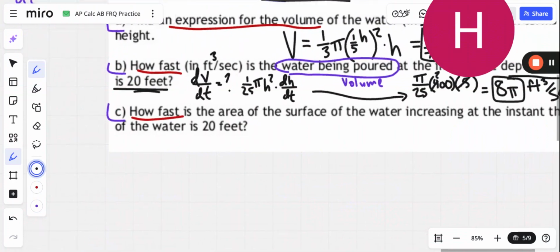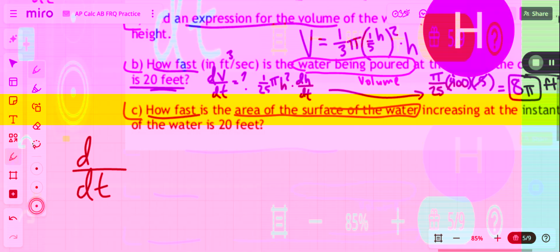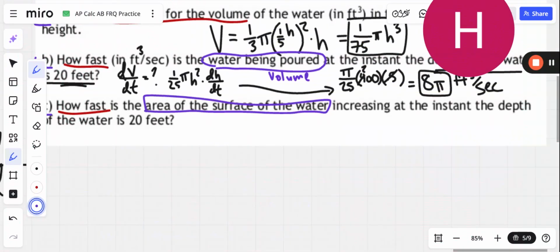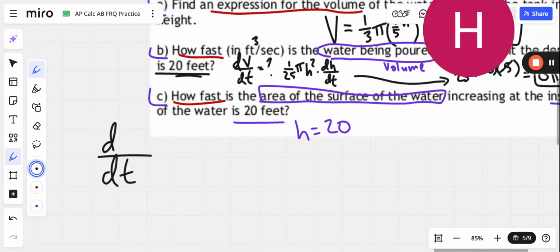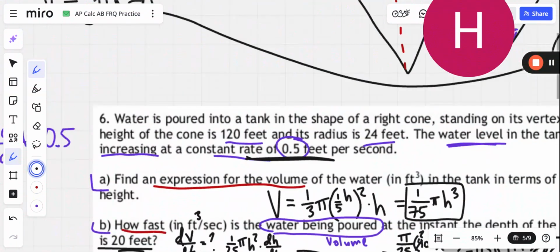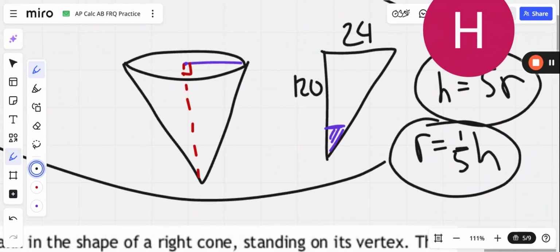They're about to ask us for dA/dt of something. How fast is the area of the surface of the water increasing at the instant that the depth of the water is 20 feet? So we're still using h equals 20, but we're not asked about the change in the volume anymore. We're asked about the change in the surface area of the water. So what's happening there? Well, let's take a look at our diagram.